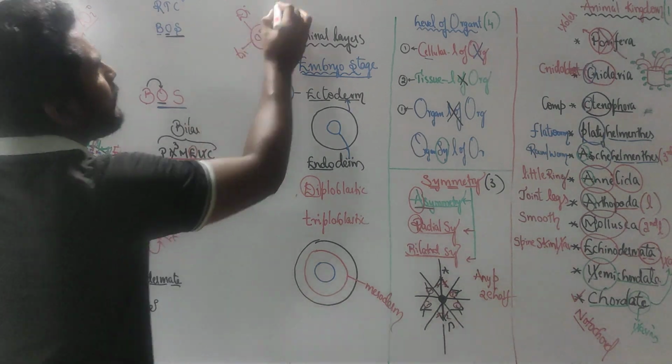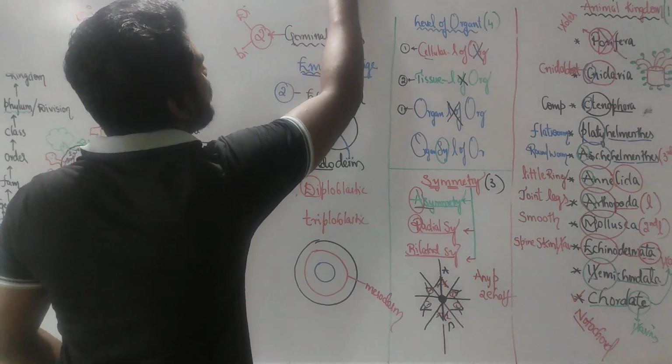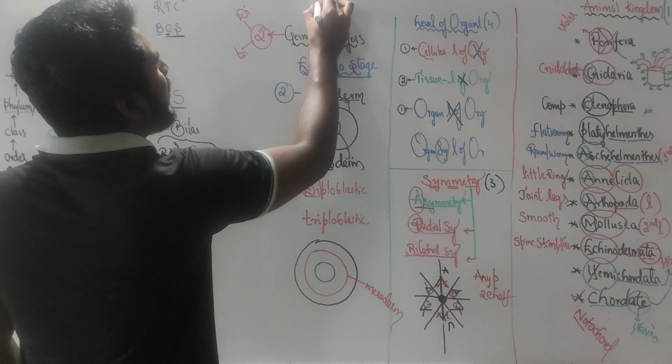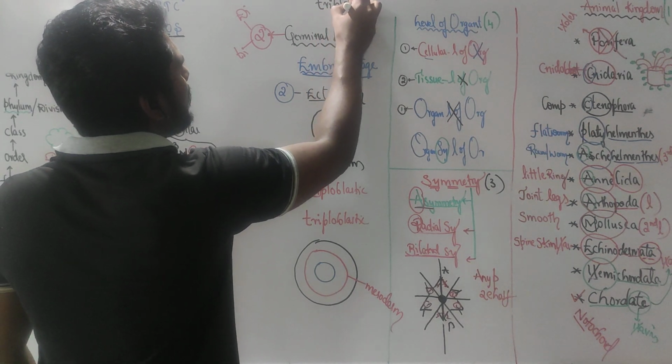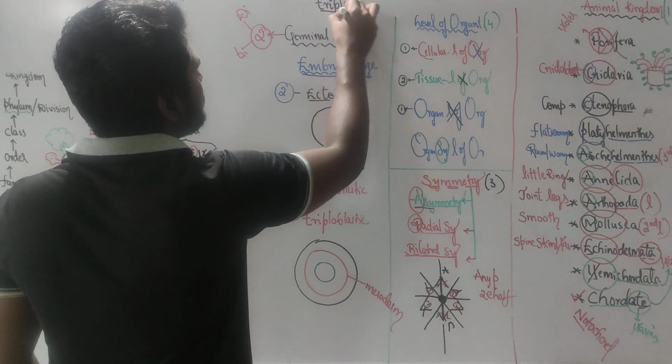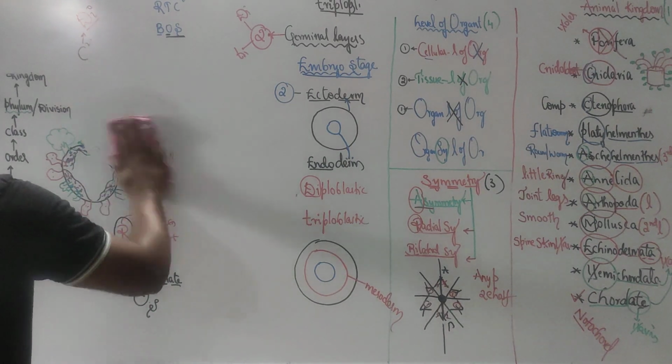Next, from P to C, and from organ level to organ system level, all of them are triploblastic organisms. See, I will write all this and I will end this lecture.